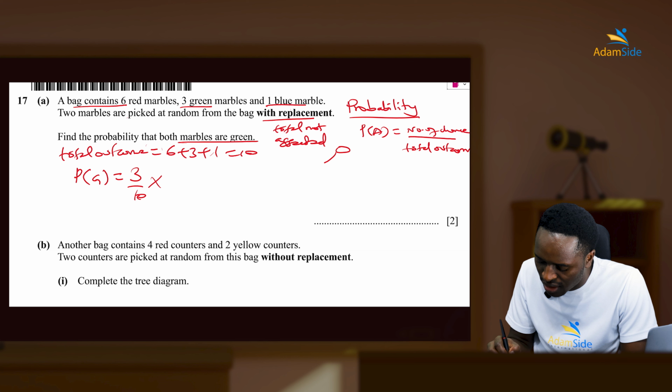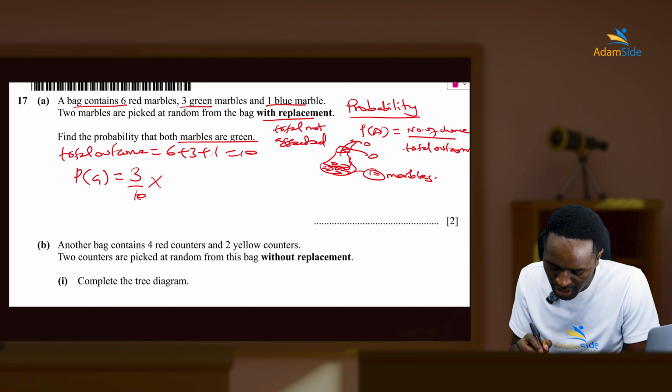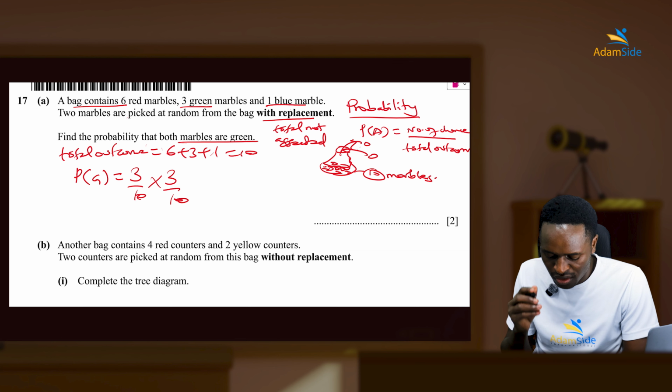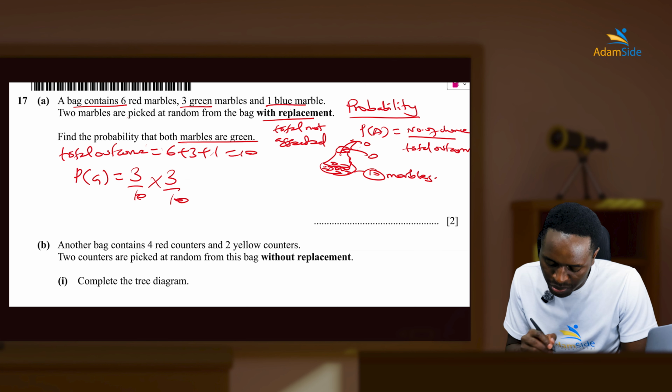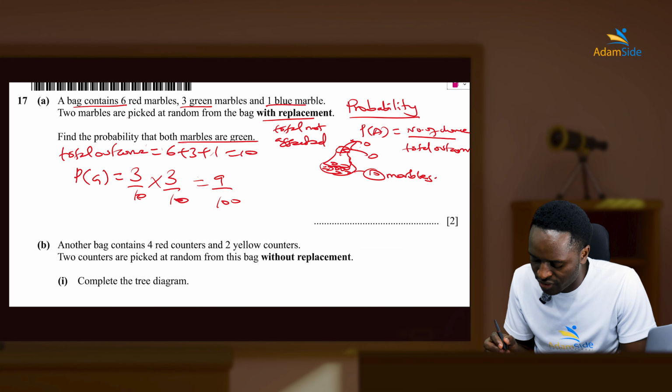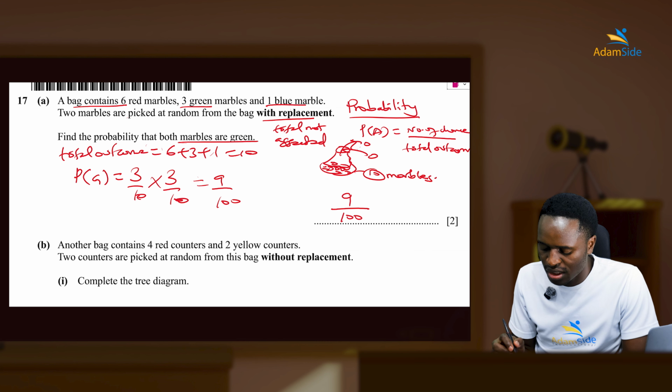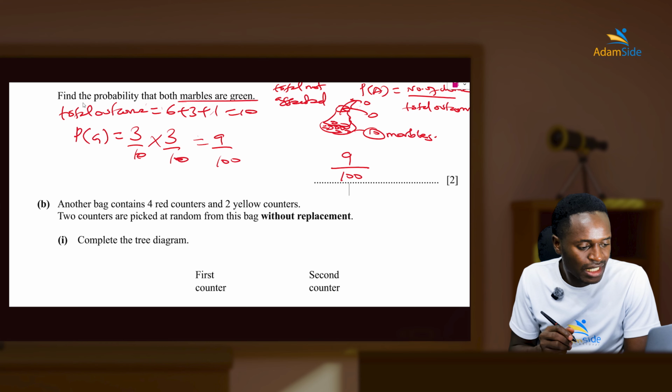Assume this is your bag, and you have some marbles there. So you pick one and return one. So you will not affect the total. The total will still be 10. You still have 10 marbles. So the first one, you pick green, 3 out of 10, and 3 out of 10. So it's picking green and green, you multiply. So 3 times 3, you get 9 out of 100. So the probability of the events happening at the same time with replacement will be 9 out of 100.